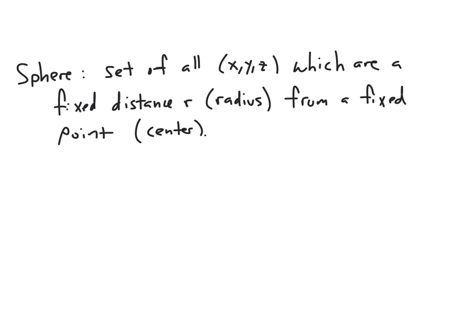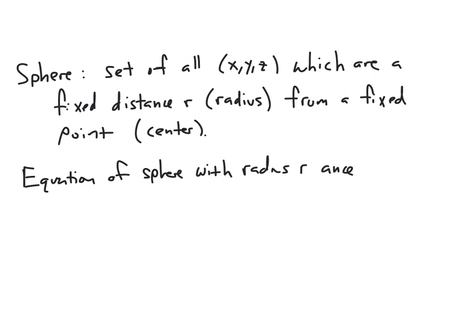Okay. And so this is how we want to think of this, is all these points that are a fixed distance from a fixed point. And so if we kind of play around with this, it's not too hard to see that if I want to find the equation of a sphere with radius r and a center which is the point (h, k, l). Right, so just using those 3 letters to denote my fixed point, the center of my sphere.